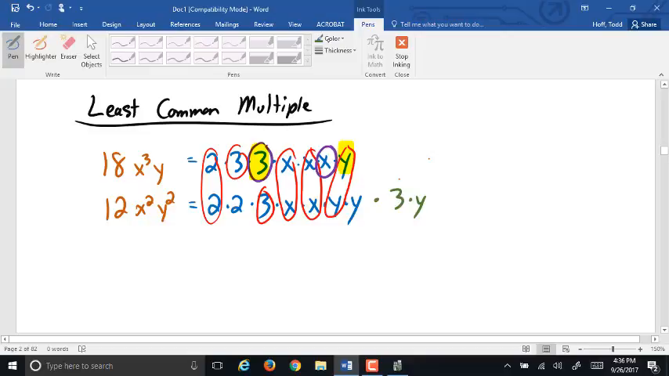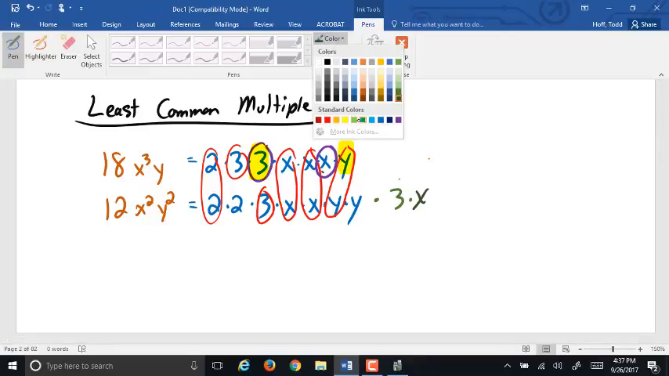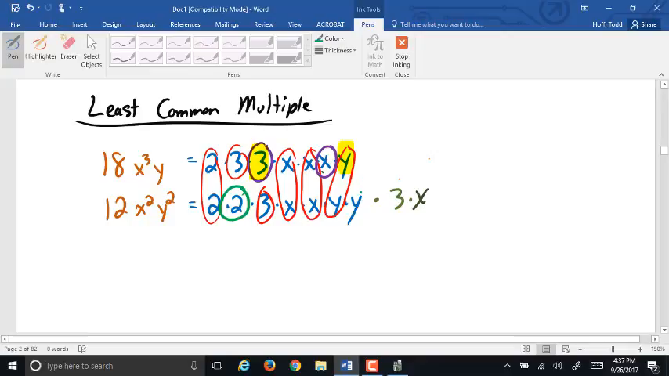I said it's 3 and a y. That should have been 3 and an x, isn't it? That's an x that's missing, not a y. This is a 3 and an x. Sorry about that. The bottom number has factors in it that the top one is missing. It's the 2 and the extra y. So that means the top needs to be multiplied by 2y.